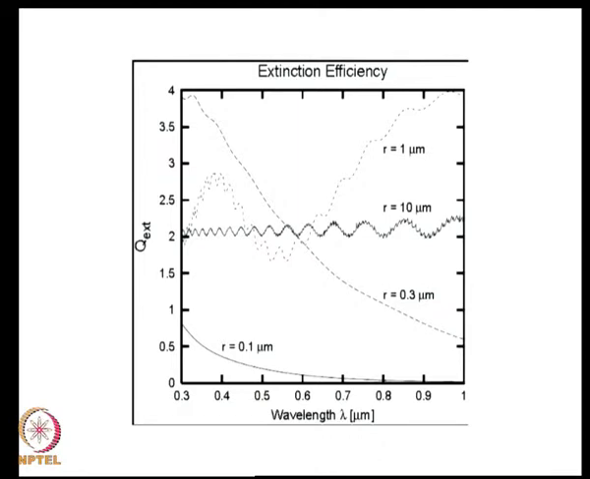And what you observe here is that when the size of the particle is comparable to wavelength, then the extinction starts from a value around 2 to above 2 and then goes back, and generally it remains above 2 for a particle size of 1 micron. But when the particle is smaller, you can see absorption is strong only at low wavelength.